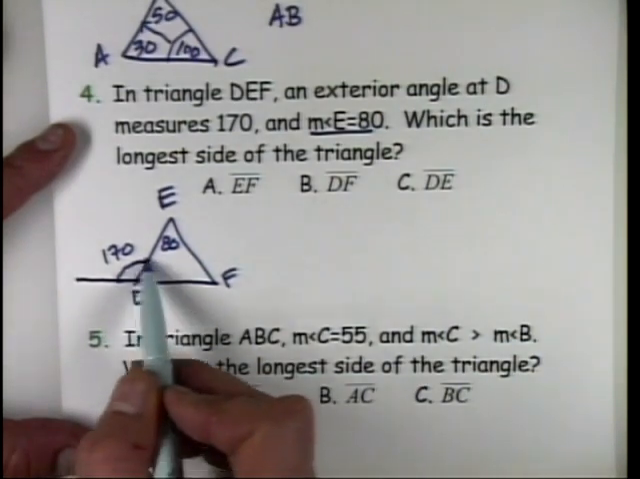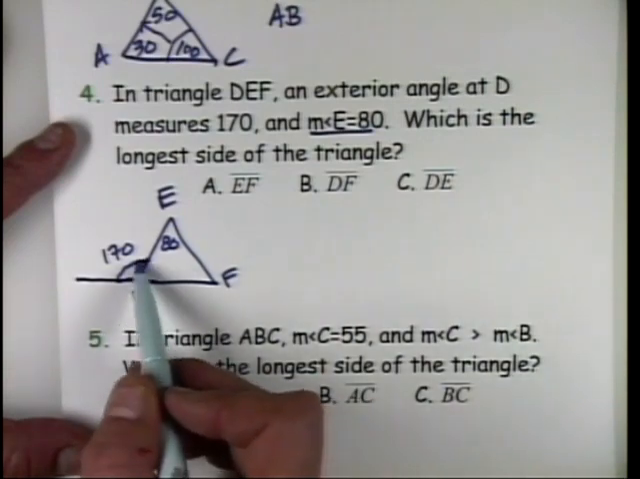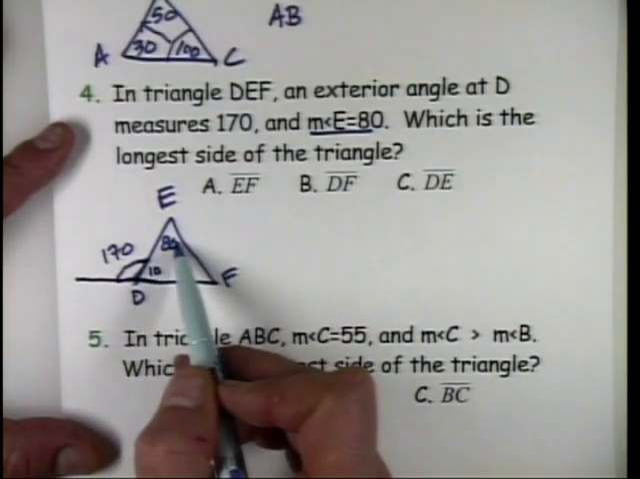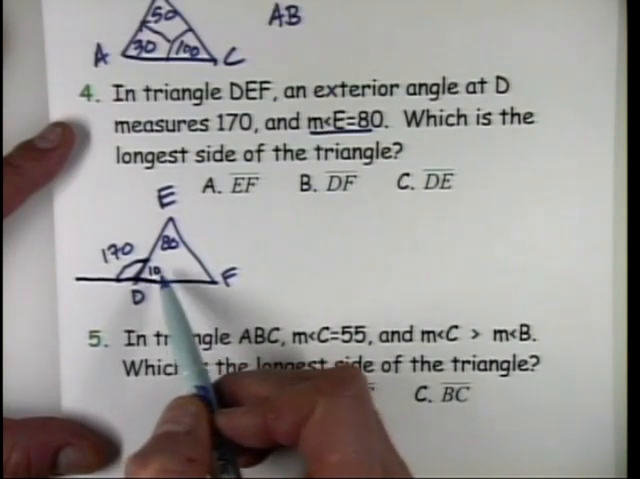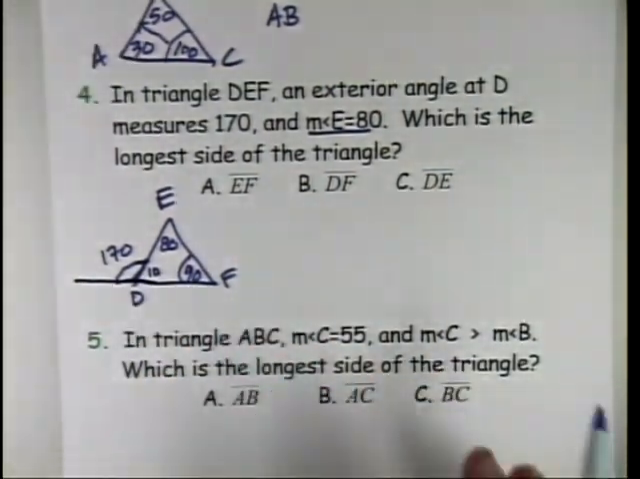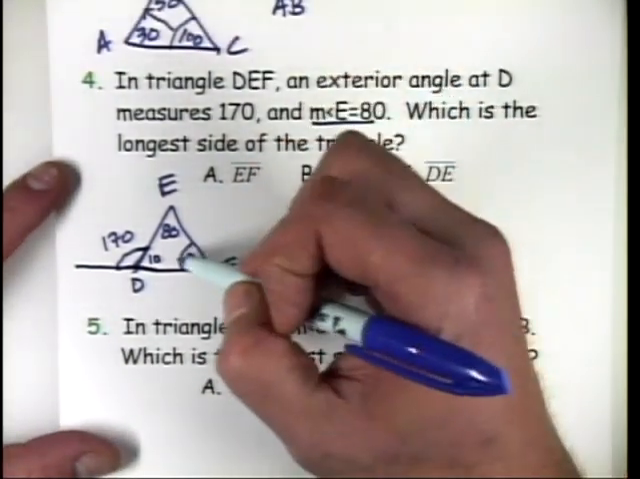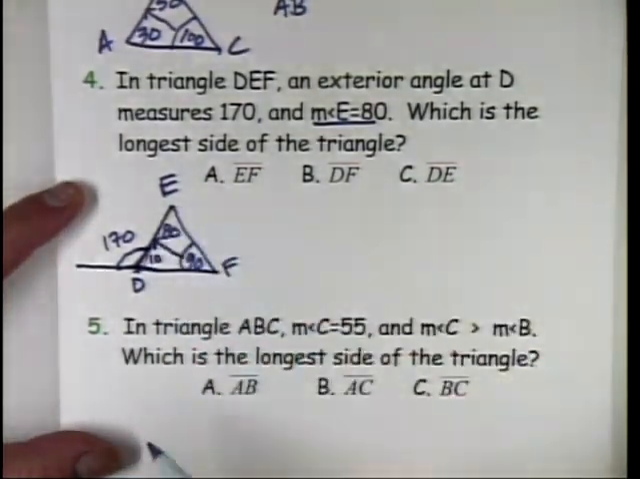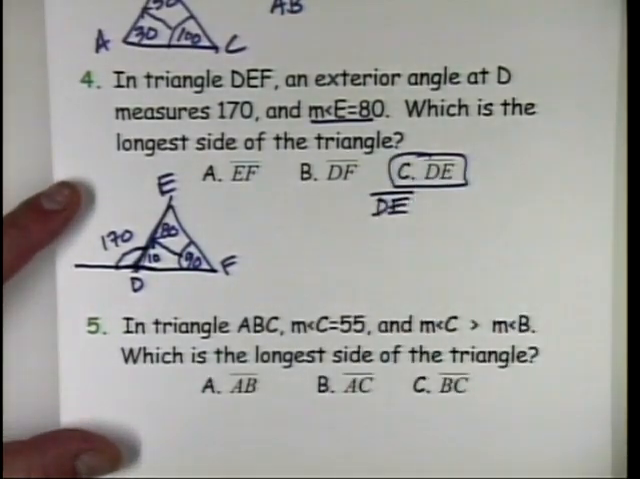Well, remember that this angle here and this angle here form a linear pair. They're supplementary, so they have to add to 180. So if this is 170, this has no choice but to be 10. Now that I know this is 10, the sum of the interior angles has to equal 180 also. So 80 plus 10 is 90, which means that this angle here has to be 90 degrees. It's a right angle, again, even though it doesn't appear to be. So now I have 10, 80, and 90. So the longest side will be the side that is opposite the biggest angle, which is opposite 90. So that is segment DE right here. DE is our segment, and it's answer choice C.